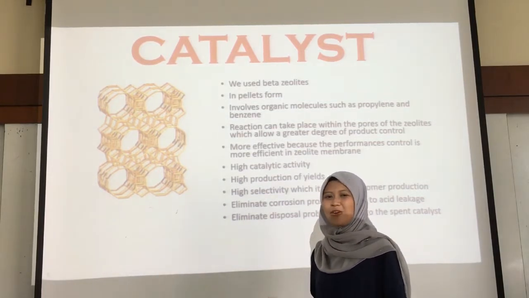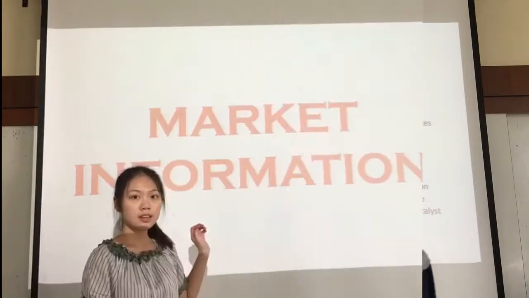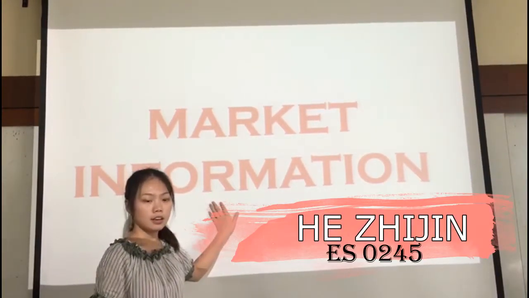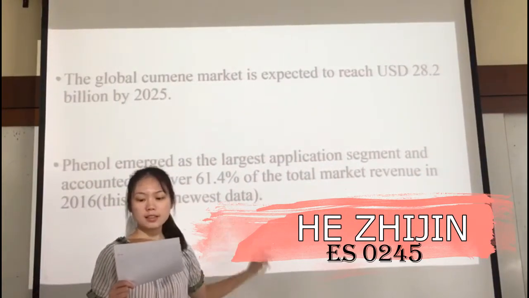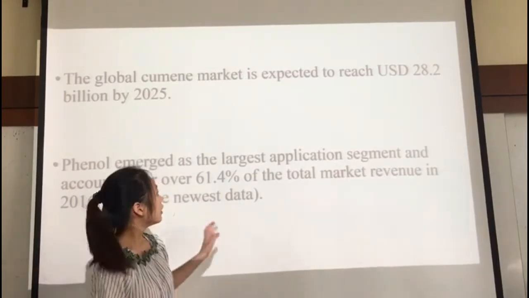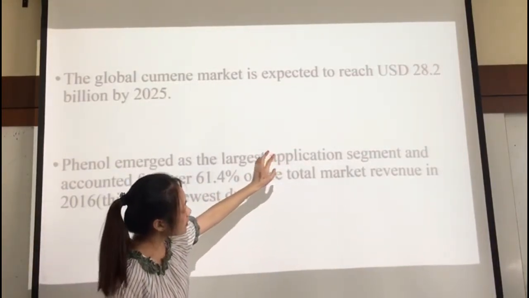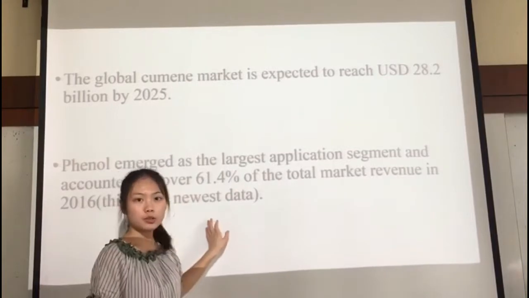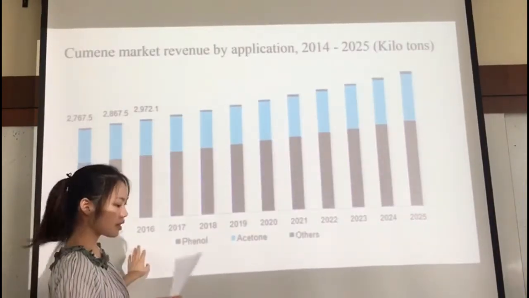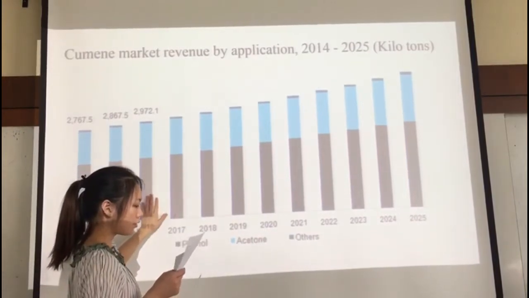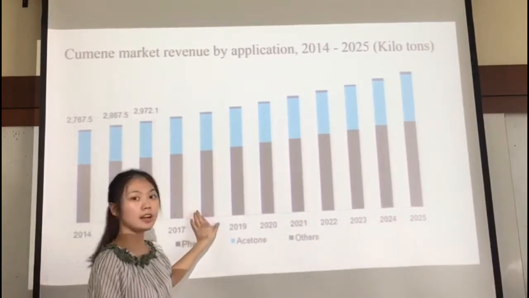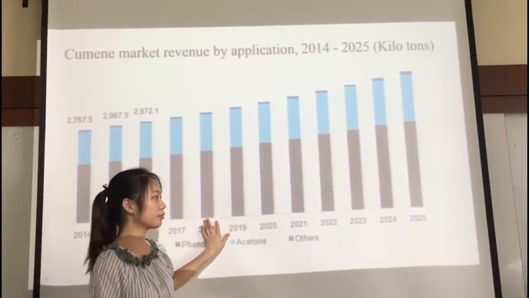Next I will pass to my next moderator. This is the marketing information for cumene. According to the forecast, the global cumene market is expected to reach 28.2 billion by 2025. From the graph, we can see the data for the cumene market of each year keeps increasing.